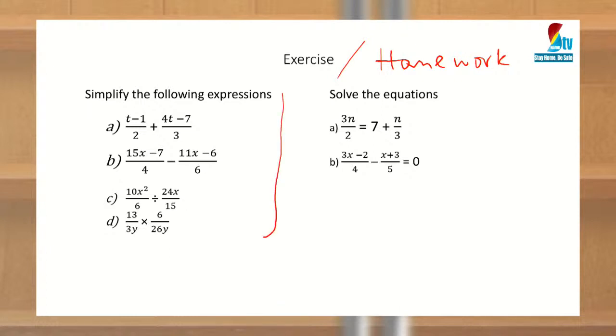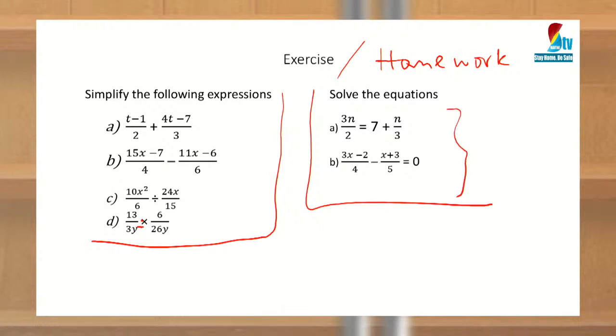Here we have some expressions, and this side we have some equations. 15x minus 7 over 4 minus 11x minus 6 over 6. And we have 10x squared over 6 divided by 24x over 15. And we have 13 over 3y times 6 over 26. Those are the expressions, and then we solve our equations on the other side.